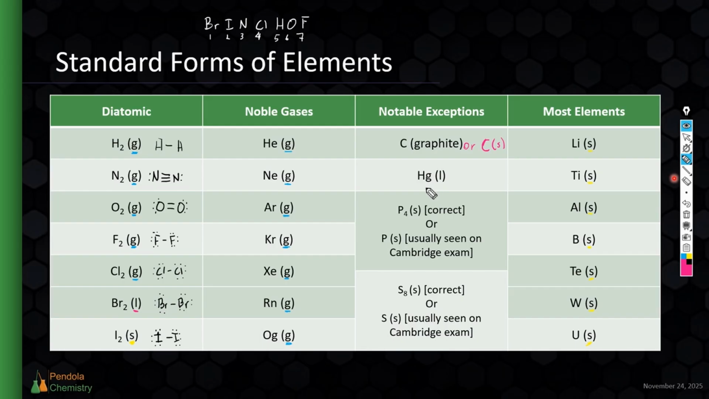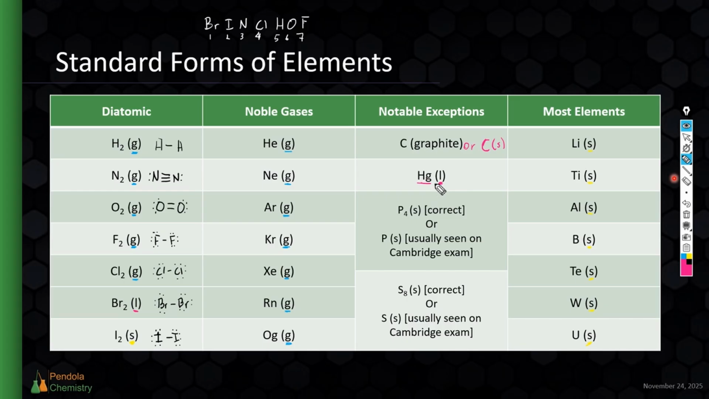The next one is the only metal on this list, which is mercury. Mercury, like most metals, is written as just the atom's symbol because it is monoatomic, or just a metallic lattice. But mercury is the only one of the metal elements that is a liquid at room temperature. There are only 2 liquid elements in the periodic table.